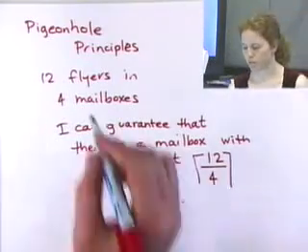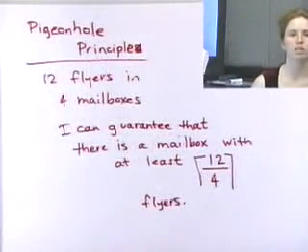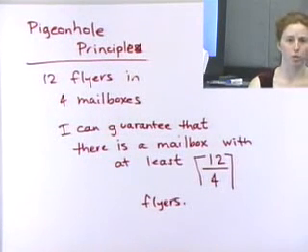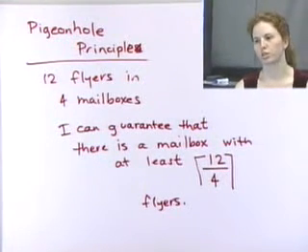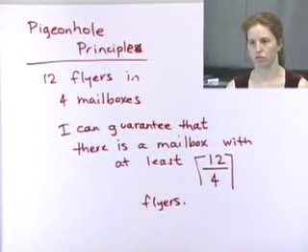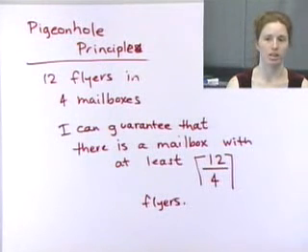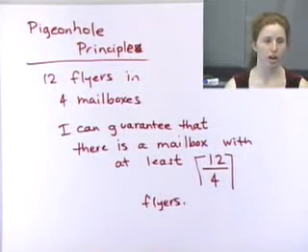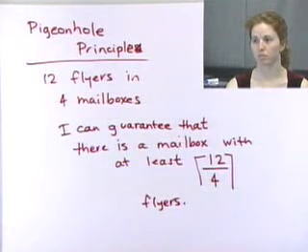So the pigeonhole principle helps me figure this out. And in a minute, I'll tell you exactly what the pigeonhole principle is. But 12 over 4, the ceiling of that is 3. Because 12 over 4 is 3. I don't need to round it up anyway. It's just 3. So I can guarantee that there's at least one mailbox with at least 3 items in it. And if there were 13 flyers, I could guarantee that there were 4 in one of them, because I have to round up.